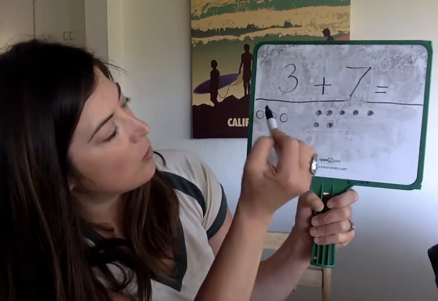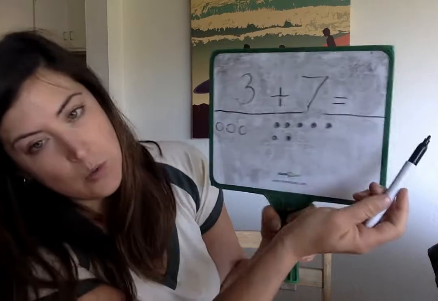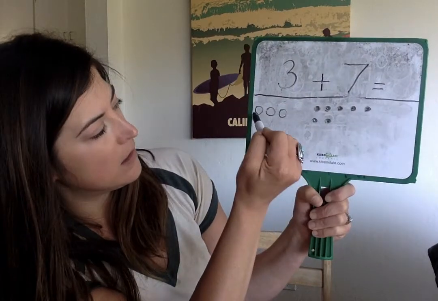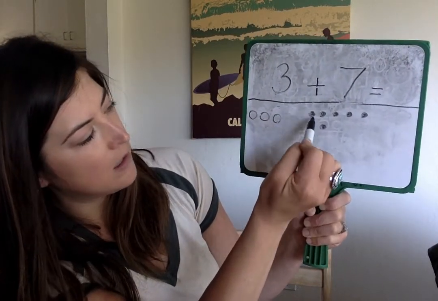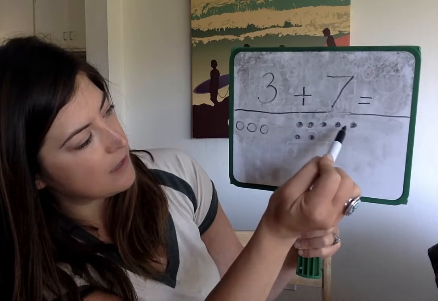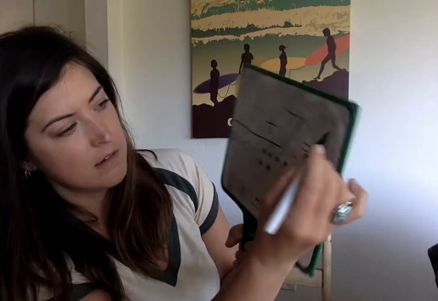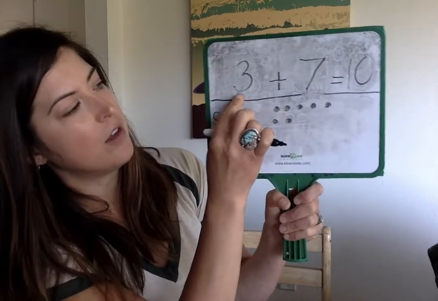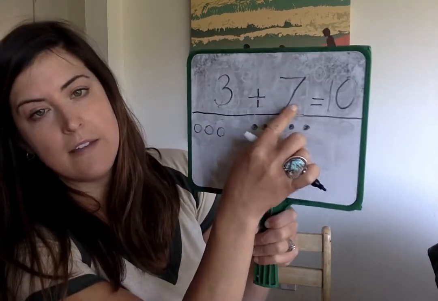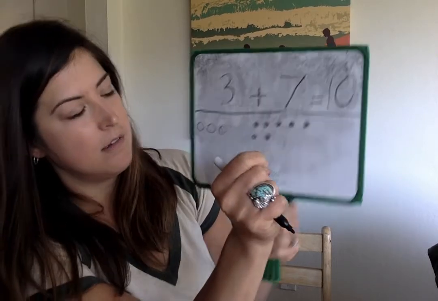So now I need to know, what is 3 and 7 equal to? What is it the same as? 1, 2, 3, 4, 5, 6, 7, 8, 9, 10. Let's read it together. 3 plus 7 equals 10. All right. Those are done for the day, and now we will do our calendar.